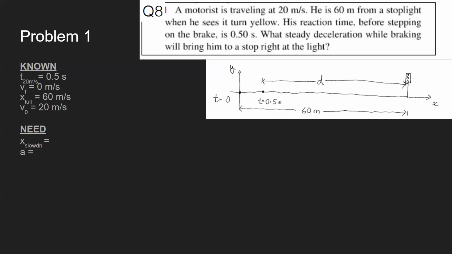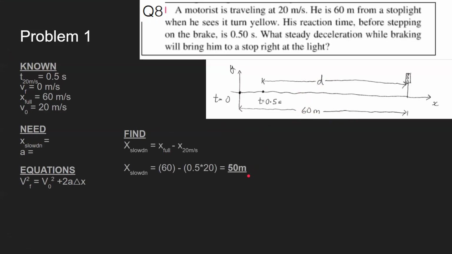But we'll also need to know x slow down, which means the distance that he's slowing down. Because if we just use the full distance of 60, that's not correct, because at first he's not slowing down. So that's what makes this problem a little bit harder. We don't want 60, we want the distance that he's slowing down. So we'll get to that in a second. We'll just use these kinematic equations.